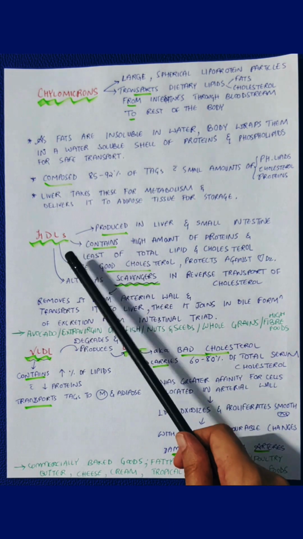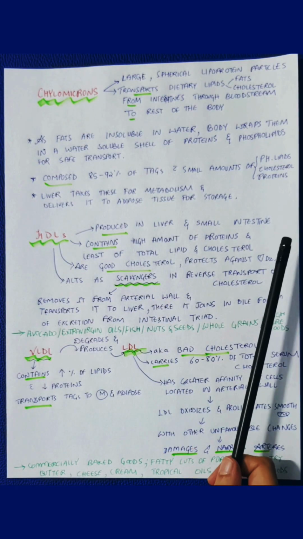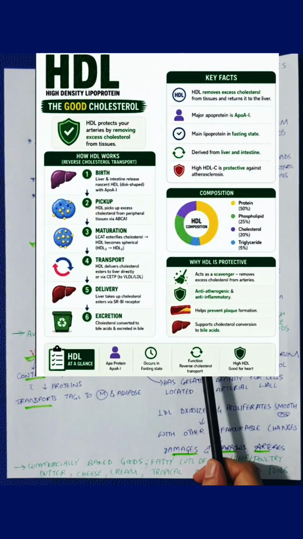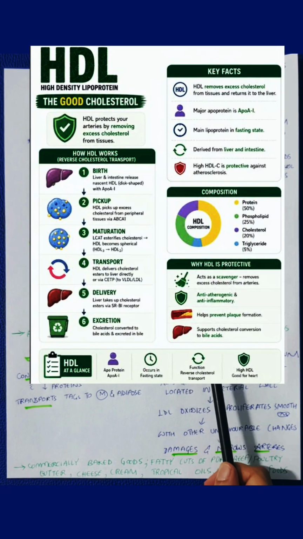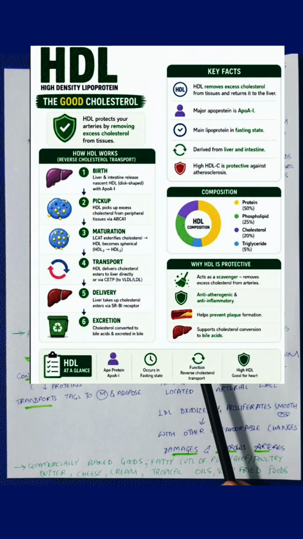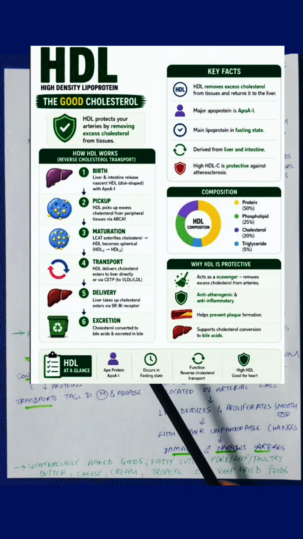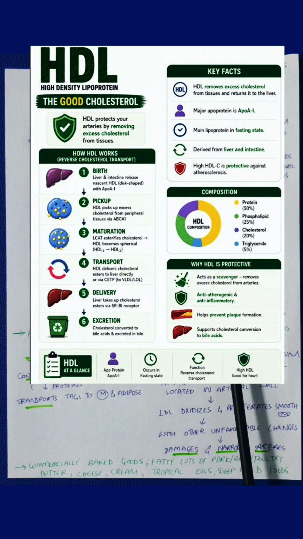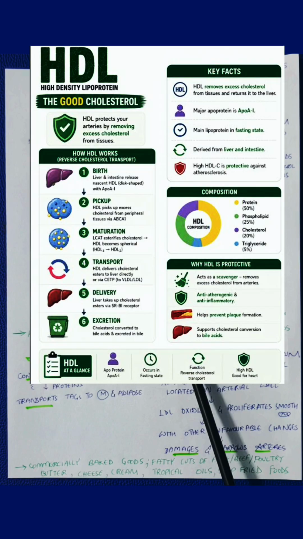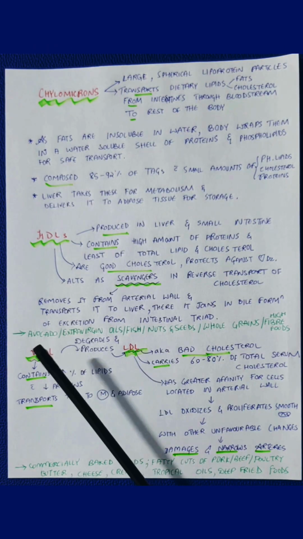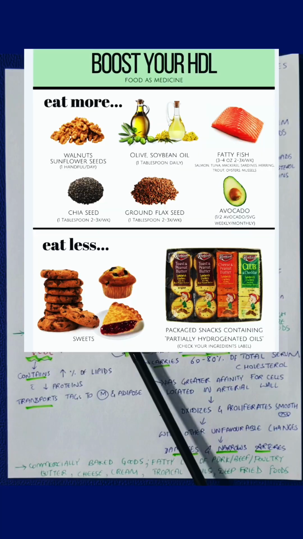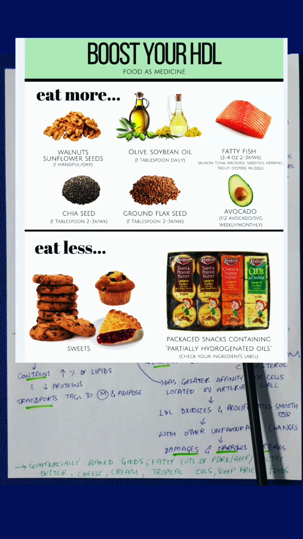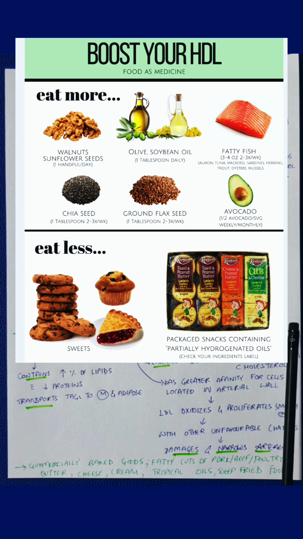We have HDL. These are produced in the liver and in the small intestine. They contain a high amount of proteins and the least amount of total lipid and cholesterol, hence are good cholesterol. They protect against heart diseases. HDLs act as scavengers in the reverse transport of cholesterol, that is, they remove it from the arterial wall and transport it to the liver, where it joins in bile formation for excretion from the intestinal tract. Sources include avocado, extra virgin oils, fishes, nuts and seeds, whole grains, and any food rich in fiber.